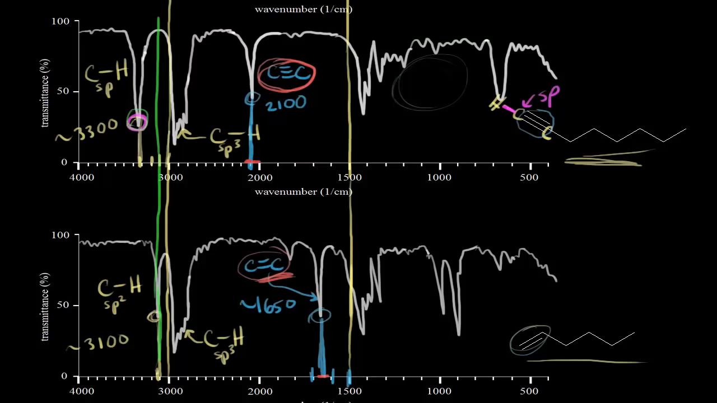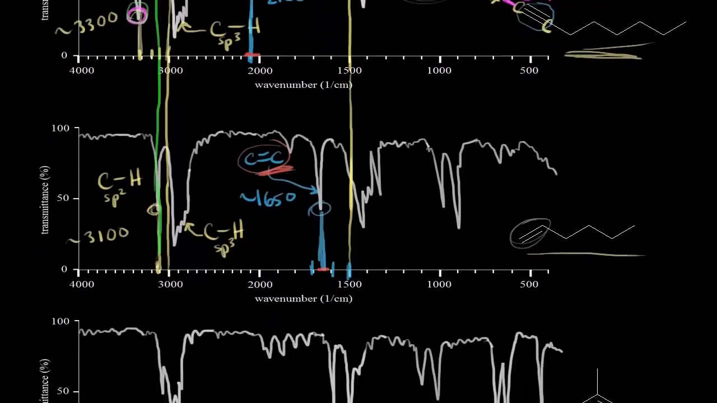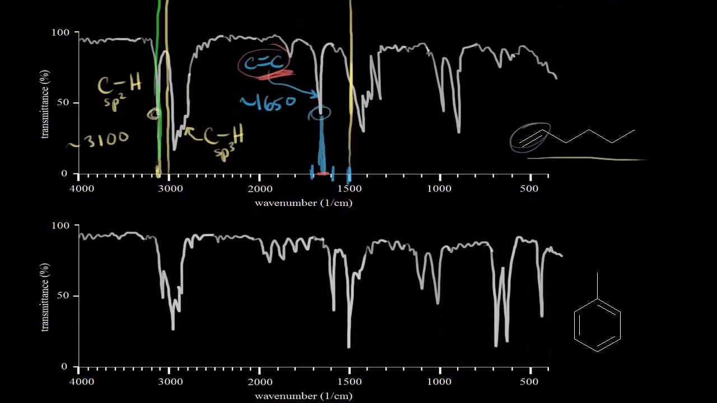Finally, let's compare this alkene to an arene. So let's look at toluene right here. If we do the same thing, if we draw a line around 3,000, we know this is below 3,000. So we know that this must be a carbon-hydrogen bond stretch where the carbon is sp3 hybridized. Well, this carbon right here on toluene, the methyl carbon, is sp3 hybridized, so that makes sense.